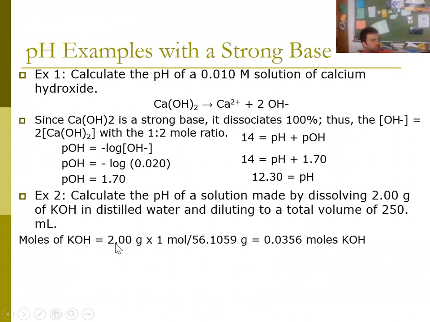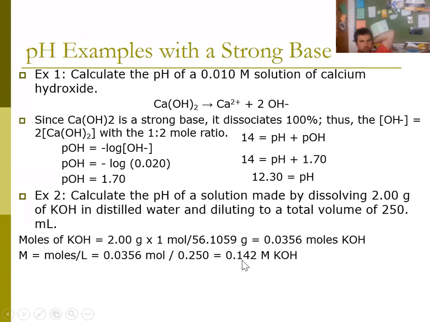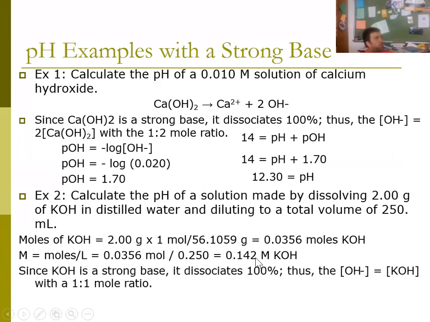I would first find the moles of the solution. So I would do 2.0 grams over 1 multiplied by 1 mole over the molar mass of KOH, and that gives me 0.0356 moles of KOH. I still haven't found the concentration, because I know the molarity is moles per liter, so I need to divide that by the liters, not milliliters, of the water. So 0.250 gives me a concentration of 0.142. Now, this is a 1-to-1 mole ratio. We know that potassium hydroxide is a strong base. If I write the equation out, it goes to K plus and OH minus, so it's a 1-to-1 mole ratio.